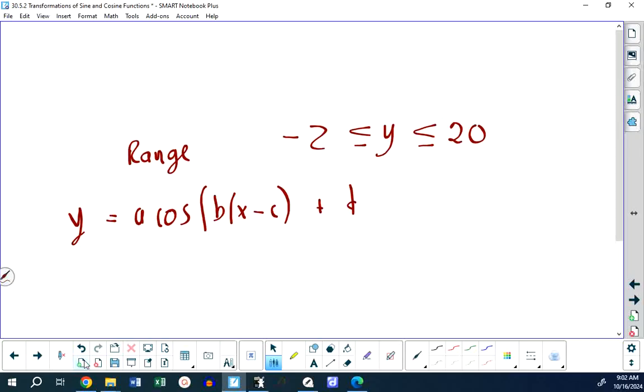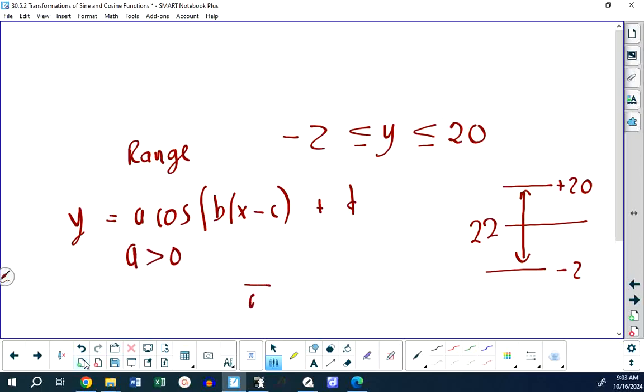The thinking here is that to go from -2 up to +20 is 22, isn't it? Whether you take 20 minus -2 to get 22, or reason out it's 22, well, that's two amplitudes, isn't it? The middle of the graph has to be here. That's two amplitudes. So if I also give you the condition that a is greater than 0, and I ask what the values of a and d are, you know that a is 11. You can figure that out.